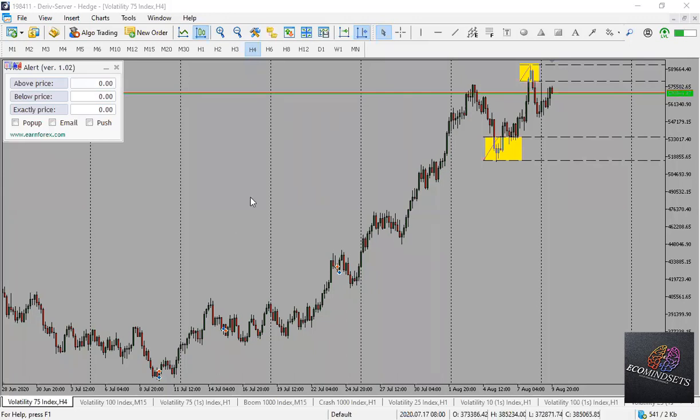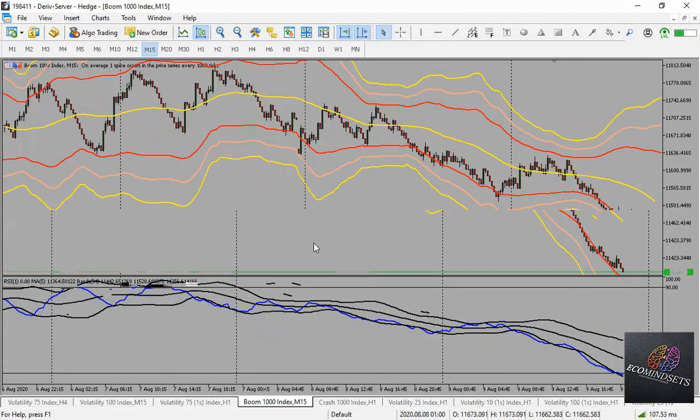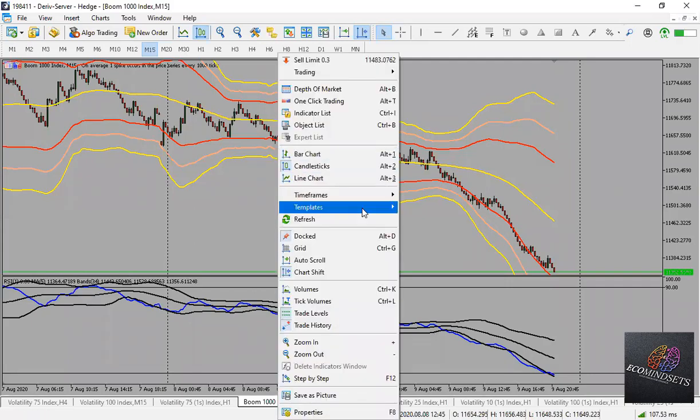so we are looking at Boom and Crash. So let me go to this Boom 1000. So I'm going to remove everything from the chart so that we start from the beginning. I'll remove everything from the chart and then we'll start from the beginning.